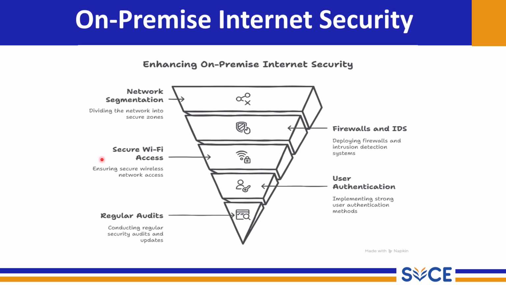So this is on-premise internet security. Here you can see network segmentation, where we divide the network into secure zones, and secure Wi-Fi access. We have to ensure that secure wireless network access is in place, and then regular audit. Yes, this is the main thing.